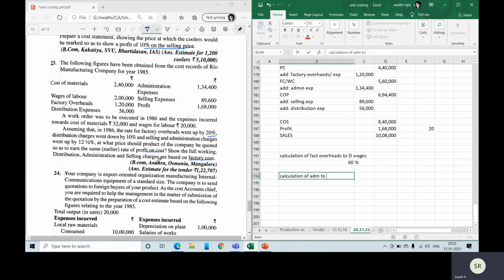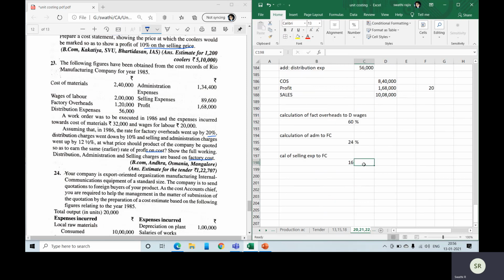Administration to factory cost. So my administration expenditures are 1,34,400 divided by cost, 1,000, into 100, giving me 24%. Right. Next one is selling expense to factory cost. So my selling expenditures are 89,600 divided by factory cost of 5,60,000 into 100. That's giving me 16%.